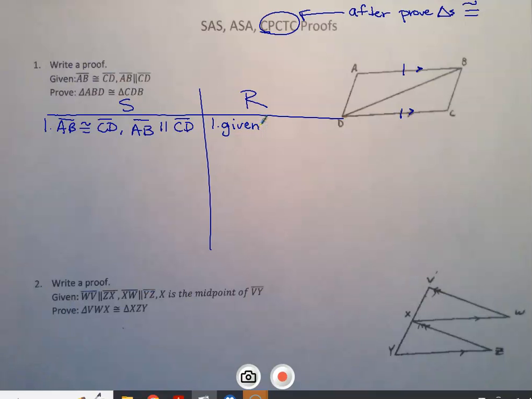Okay, what else do we know? You said AB is parallel to DC? Is AD parallel to BC? I don't know if AD is parallel to BC. That's a good question. How do we prove lines parallel? Like if we look at some of the theorems for that, how do we prove them parallel?